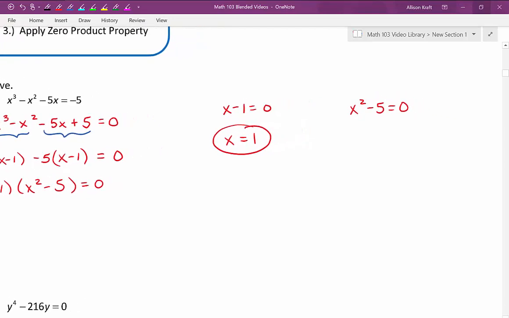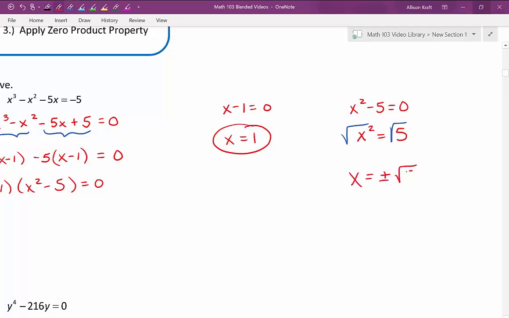Our second equation is quadratic. We already tried factoring it, and it didn't factor, so now we move on to a different technique for solving quadratic equations. Since there's only a quadratic term and a constant, square root property is the most direct technique. However, if you want to use one of the others, feel free to do that. For square root property, we need to isolate the squared term, so let's add 5 to both sides. And now we take the square root of both sides. We get x equals plus or minus the square root of 5.